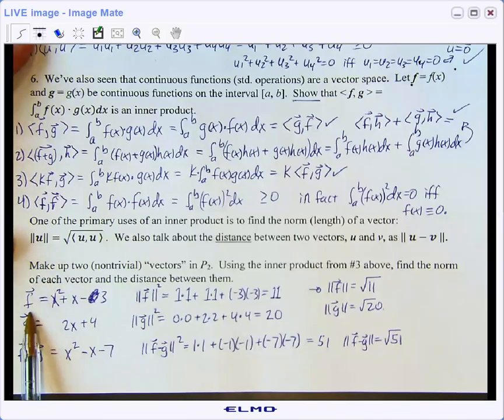I just picked the f vector being x squared plus x minus 3, the g vector being the function 2x plus 4. Using our inner product, we find that the magnitude of my f vector is square root of 11. Magnitude of the g vector is square root of 20. And the distance between those two vectors, even though they're functions, is this one minus this one. And we'll take the magnitude of the difference vector, which would be 1 squared plus negative 1 squared plus negative 7 squared, 49, 50, 51. So the magnitude would be square root of 51. All right, so we'll pick up there on our next video.